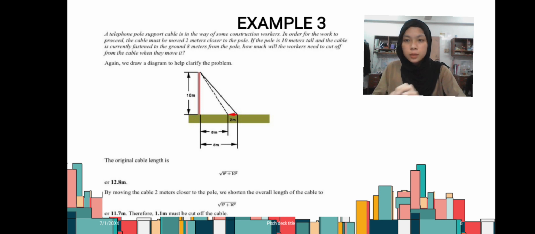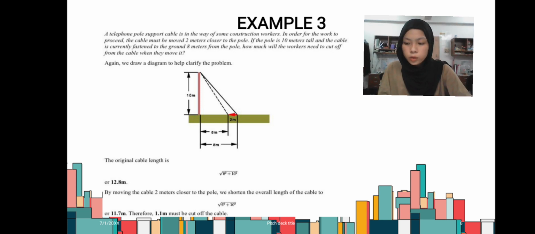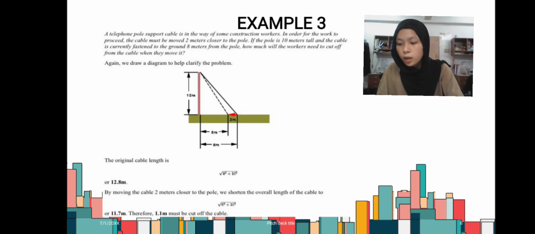First, we need to find the original length of the cable. So here, as you can see, we use the square root of 8 squared plus 10 squared. So we will get 12.8, and then we need to find the new length from here to the pole. We still use the square root, but we use 6 squared plus 10 squared, and we will get 11.7. The question asks how much the worker needs to cut off from the cable when they move it in. So we just need to subtract 12.8 minus 11.7. So the answer we get is 1.1.